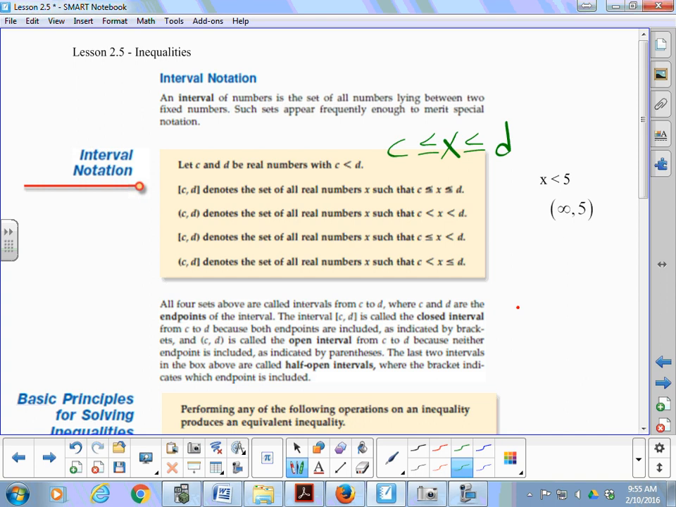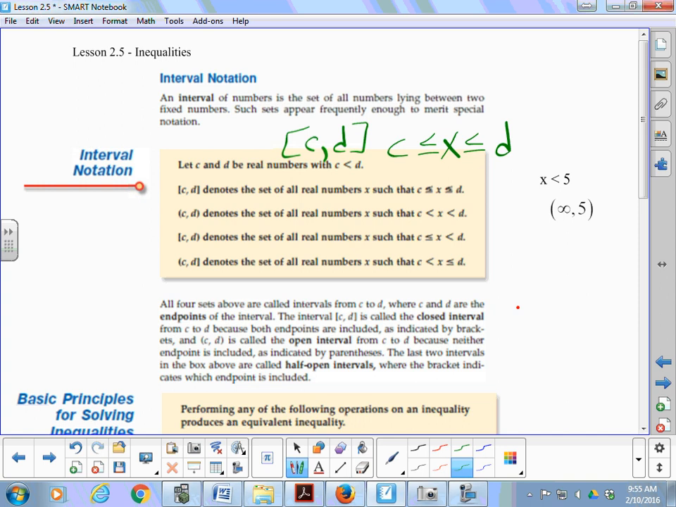That means if I graphed it on a number line, I would start at c with a solid dot, go to d with a solid dot, and I would fill in the line. Make it a bold, solid line between them. If I'm using interval notation for them, I use brackets. So this means I start at c, go to d, closed dots.